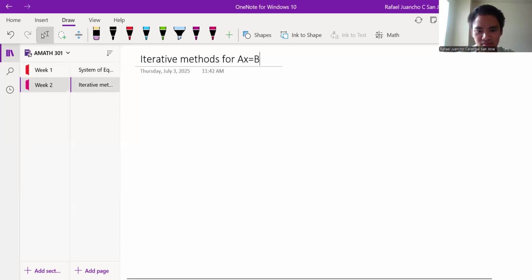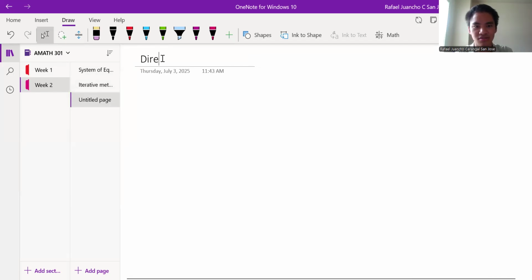And then more on direct and iterative methods for the next one, and the difference between those two: which one's faster, which one's slower. I think that's what it wants me to do.